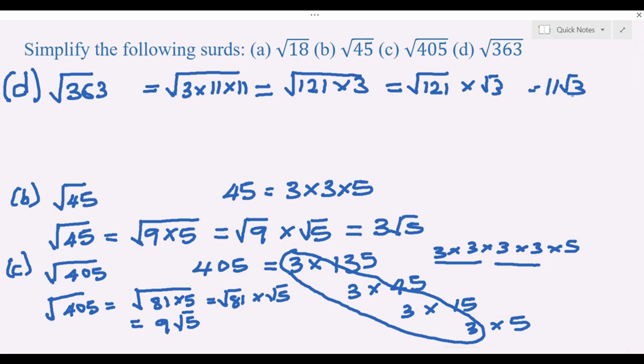Whenever you are simplifying your surds, you must note that a particular surd could have more than one perfect square as a factor. So what you do is you get the highest perfect square.